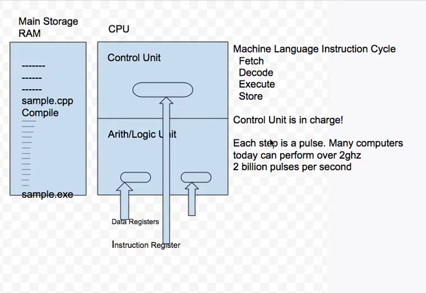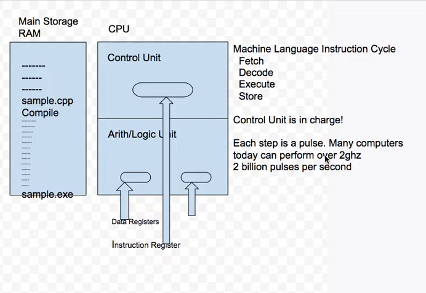Now, each step of the machine language instruction cycle is called a pulse. So this is a pulse, that's a pulse, execute's a pulse, store is a pulse. Get this. Many computers today can perform over 2 gigahertz or 2 billion pulses per second. And we often measure speed by how many pulses per second, which basically equates to each one of these different steps here in the cycle. We measure computer speed in gigahertz by how many pulses per second they can perform.